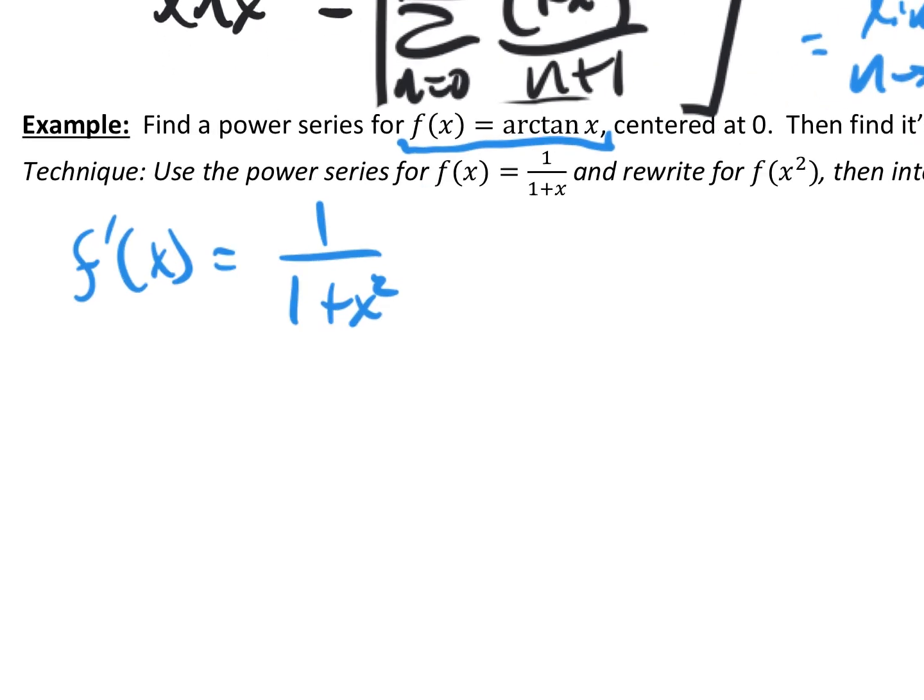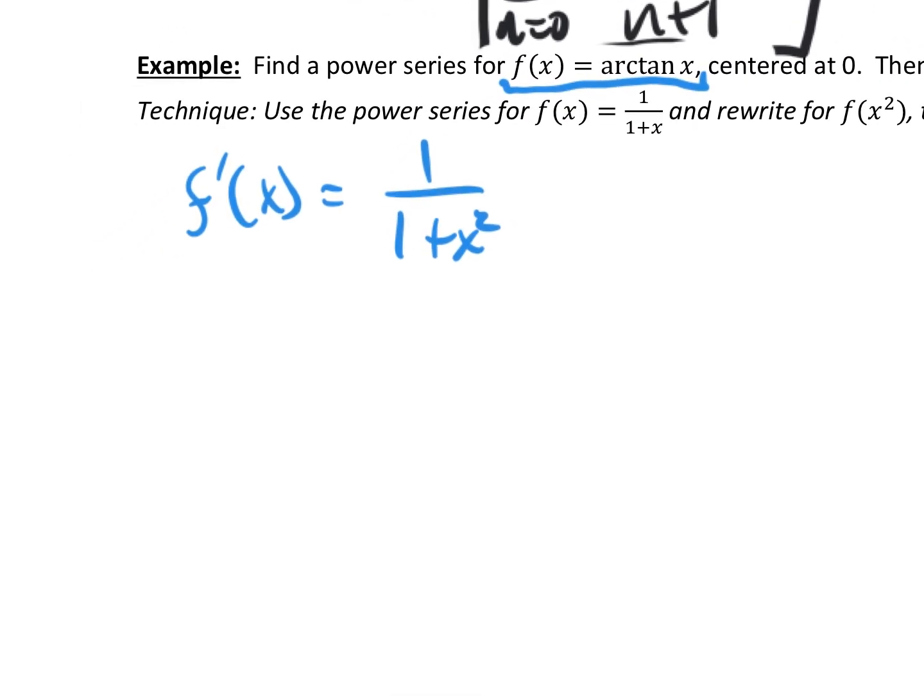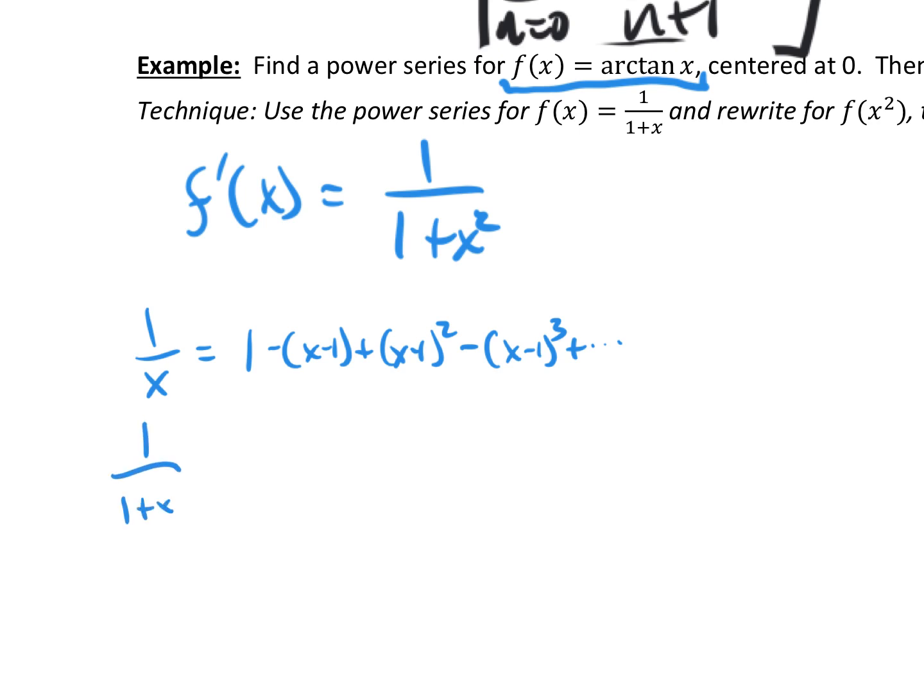So we need to look at a couple power series here, first of all. Well, we know 1 over x. We found that so far. And that was 1 minus x minus 1 to the first, plus x minus 1 to the second, plus or minus x minus 1 to the third, so on and so forth, that alternating sequence there. So if we do 1 over 1 plus x, we're going to plug in 1 plus x everywhere there's an x. And if I plug 1 plus x in here, then we have 1 plus x minus 1.